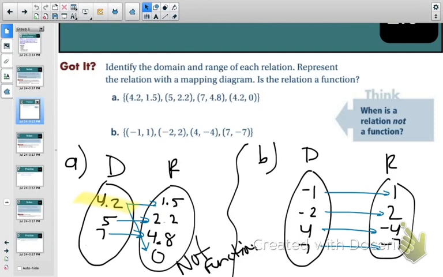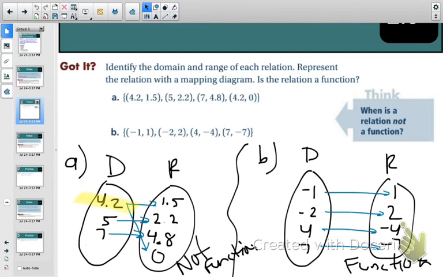Okay, on this one, every domain is going to only one range. And actually every range also only has one domain. So this one is a function. And this is a specific kind of function which is called a one-to-one function. And that means every domain has only one range and every range has only one domain.